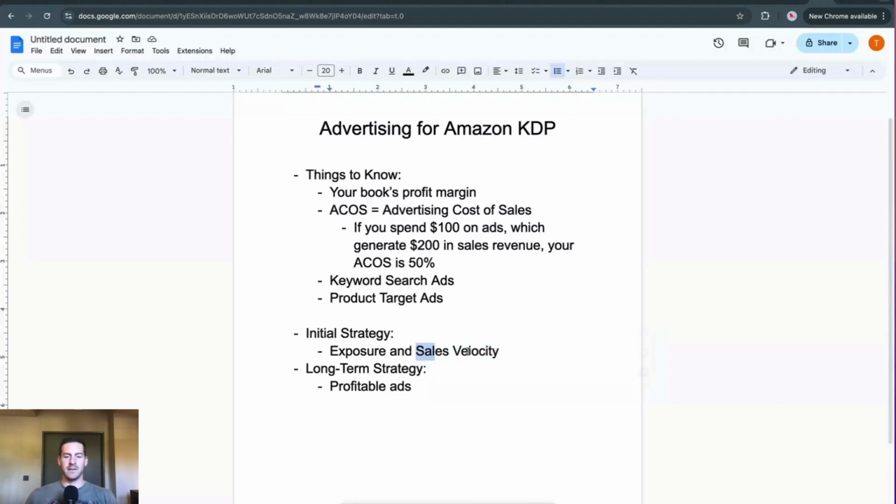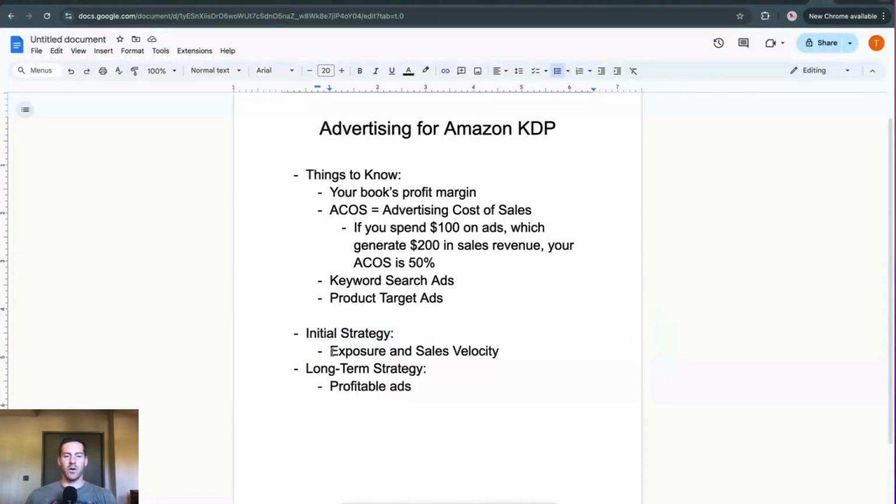Sales velocity is just the term used for how many units you're selling per month. And the higher your sales velocity, the more sales you're making, the higher your book will rank in the search algorithm, and the more organic sales you will make in the long run. So this initial strategy is not focused so much on profitable ads.